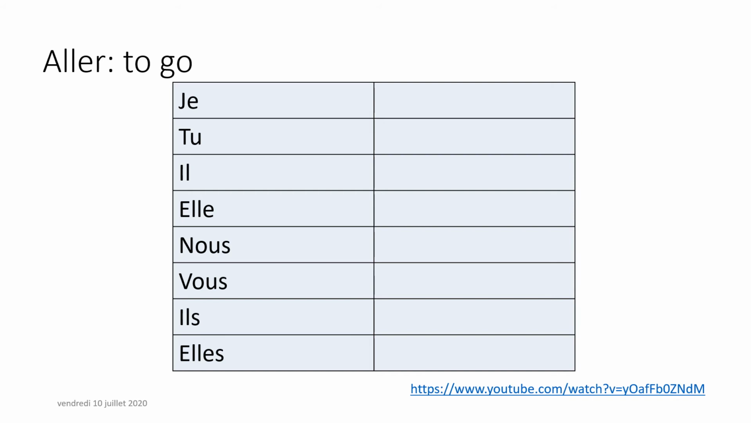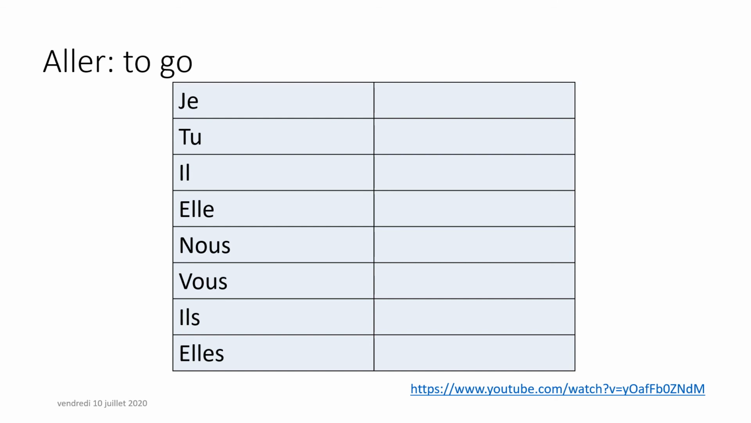Before you complete this grid, also on paper or in your exercise book, make sure that you watch the hyperlink to the YouTube video below. Aller, the verb to go, is extremely useful in French. You don't only use it to say where you go, you also use it to say what you are going to do by following it with aller plus à plus a whole verb.